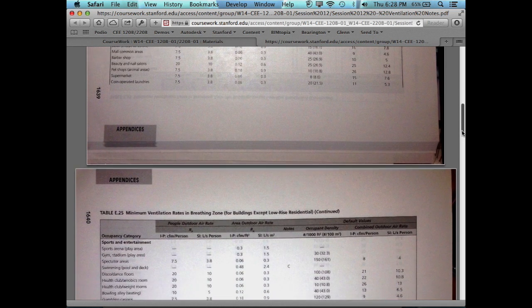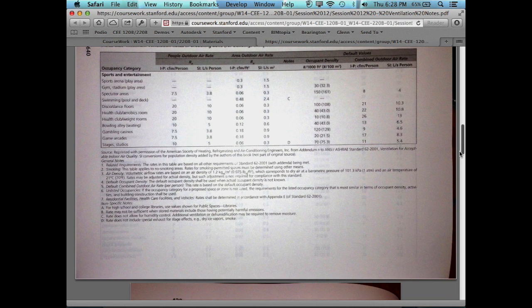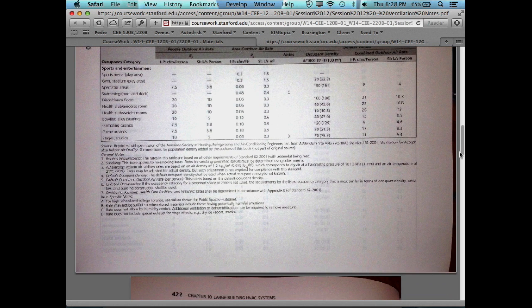So once you have that total amount of fresh air, again, just more and more in here. Evidently, disco dance floors and health club aerobics rooms, you're going to need a lot of fresh air in there. And I can imagine that. They get kind of steamy.